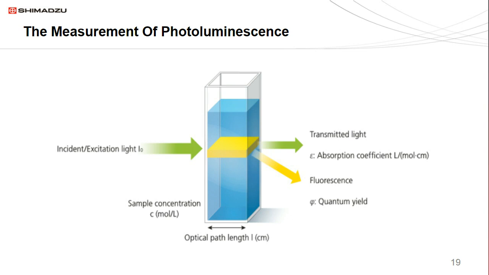The yellow arrow indicates the emission coming out at a different angle than the linear transmitted light. It's actually coming out through 360 degrees, and we measure at a 90-degree angle to minimize scattering interference.